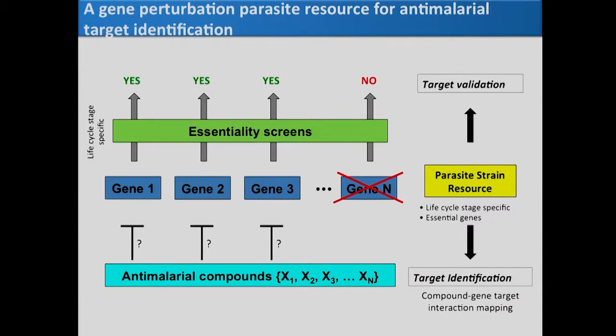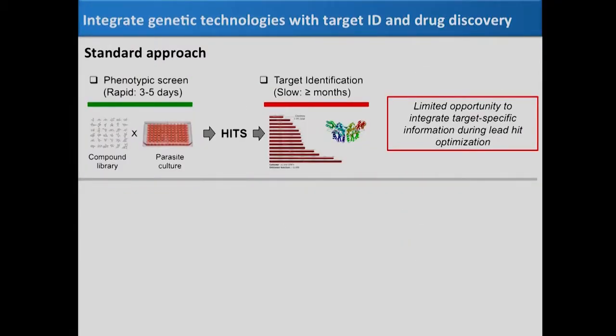And so the first level is to create genetically modified parasites that inform us of the importance of particular targets. We can use that information to prioritize which targets might be interesting to advance to some kind of clinically important application. We can then take and screen these lines against anti-malarial compound libraries to very rapidly map which compounds interact with which targets.